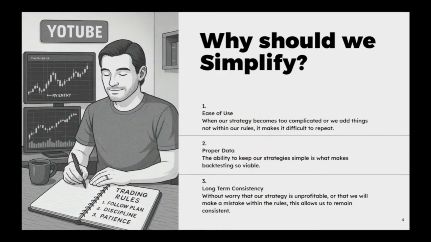But at the end of the day, if it's too complicated, then you're going to have improper data. And then when you go to live trade it, you're going to be confused why the results are so different and why it seems like everything's just not lining up the way it should. And then lastly, again, long-term consistency. We've already talked about it, but it ties into those first two, ease of use and proper data. Those two are going to be the things that determine whether or not you have long-term profits and long-term consistency. Without worry that our strategy is unprofitable or that we will make a mistake within the rules, that is what allows us to stay consistent.